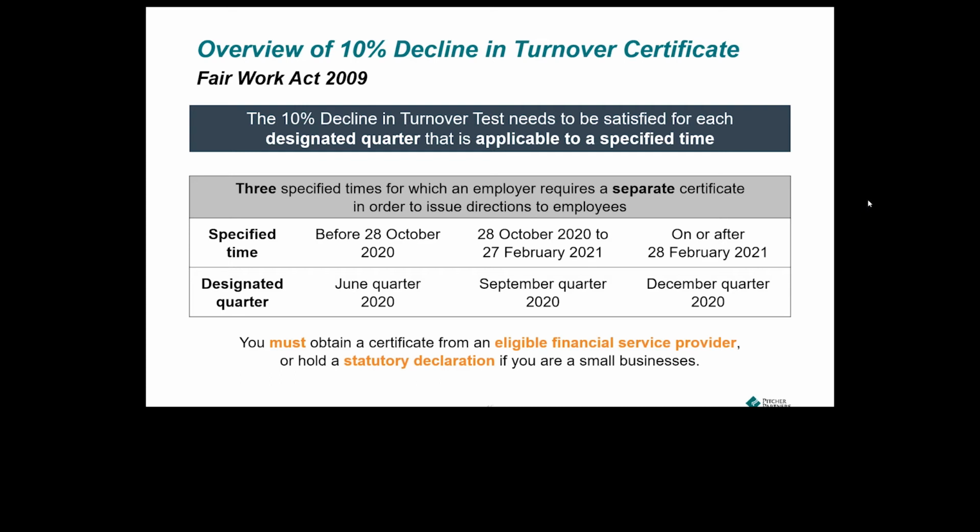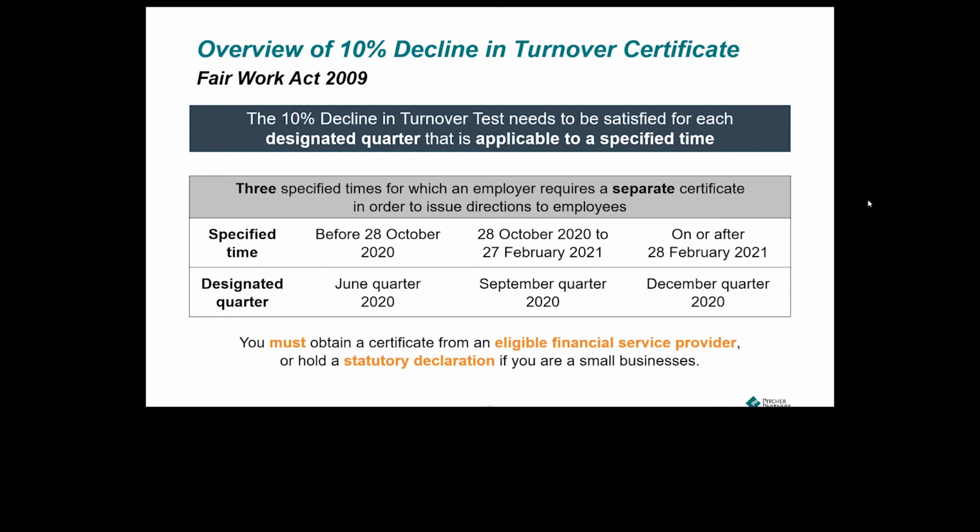So from next Monday onwards, for an employer who wishes to continue issuing relevant directions to their employees, they will need to obtain a certificate that relates to the specified time in the left-hand column of the slide, which says before October 2020. So for the period from 28 September to 27 October, the relevant quarter that needs to be tested for the purposes of the 10% decline in turnover test is the quarter ended 30 June 2020.